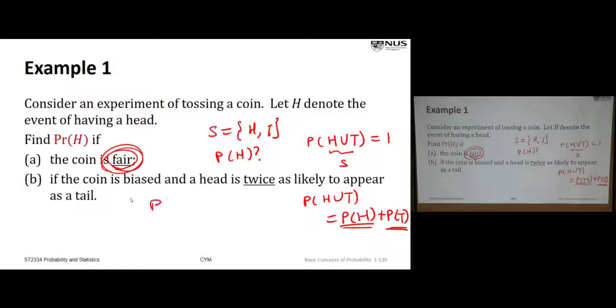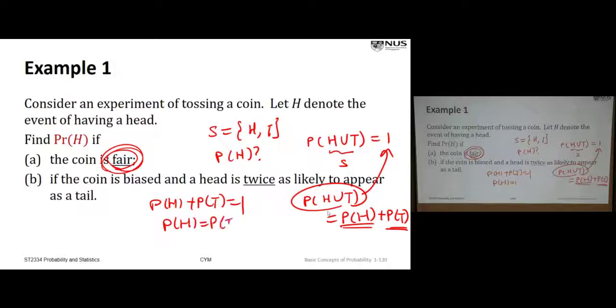The first equation is this one, because this one equals 1. The second equation is not from the axioms, but probability of H equals probability of T. So we have two equations, two unknowns, probability of H and probability of T. The fair coin gets us the second equation. So solving two equations with two unknowns, the answer is half.